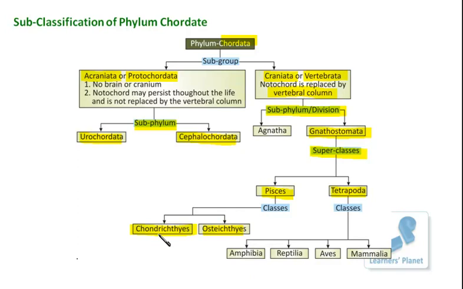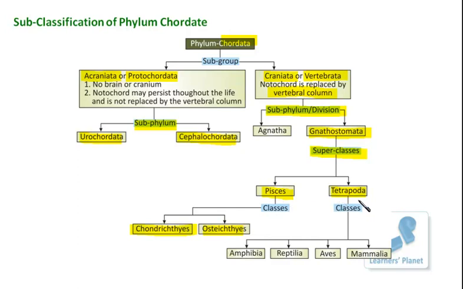Chondrichthyes is the one which has the endoskeleton made up of cartilage, whereas the other one, Osteichthyes, comprises the fishes which have the bony endoskeleton. So this endoskeleton is forming the base for the subclassification of the group Pisces.